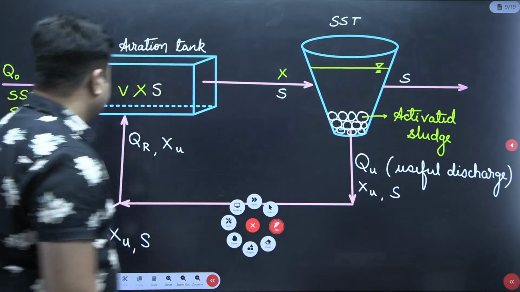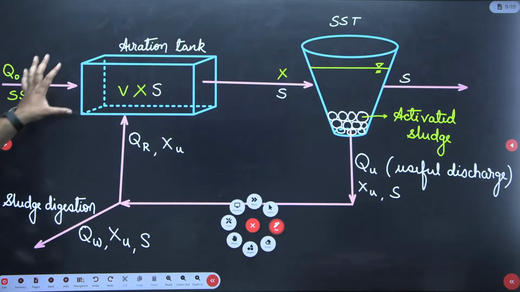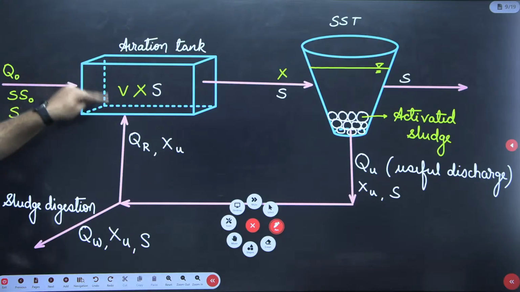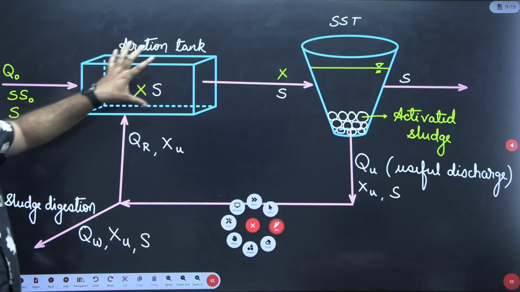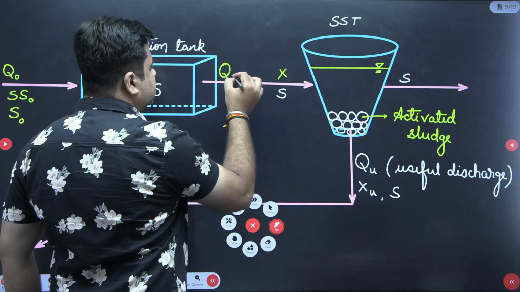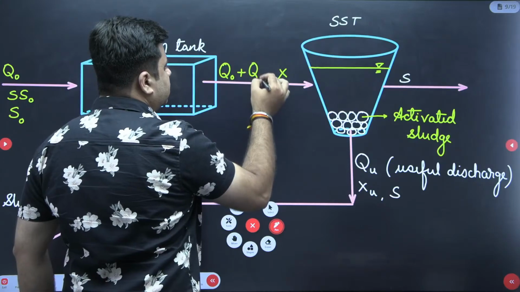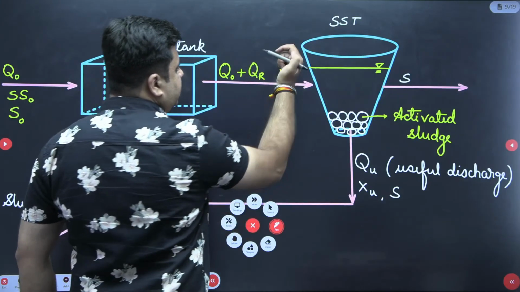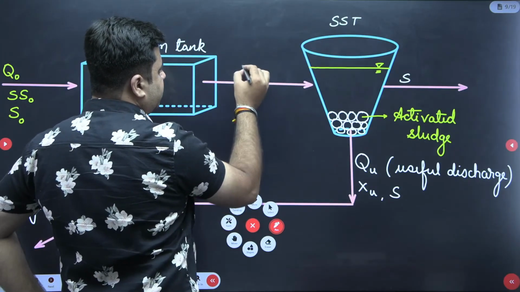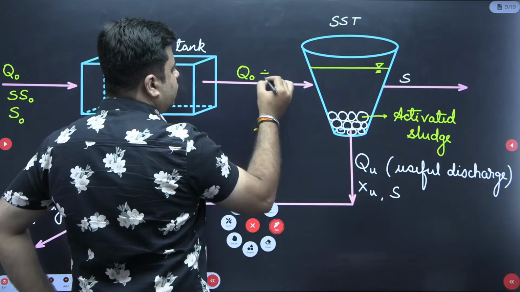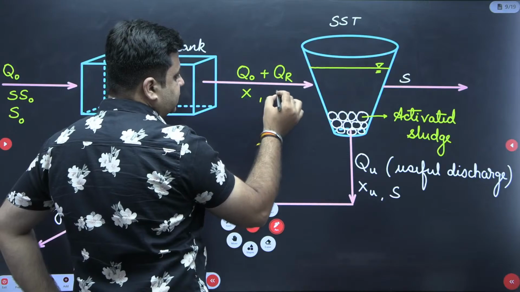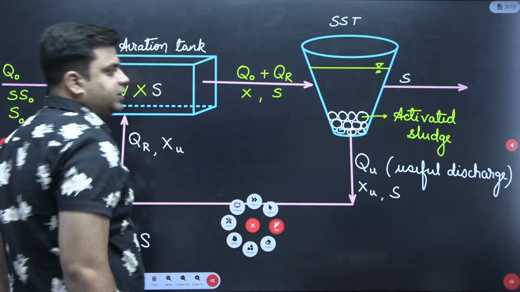Now see here, the total amount of discharge which is entering into the aeration tank is Q naught plus QR. So the total amount of discharge that will come out from the aeration tank will also be Q naught plus QR. Here the biomass concentration will be X, and the BOD concentration will be S.